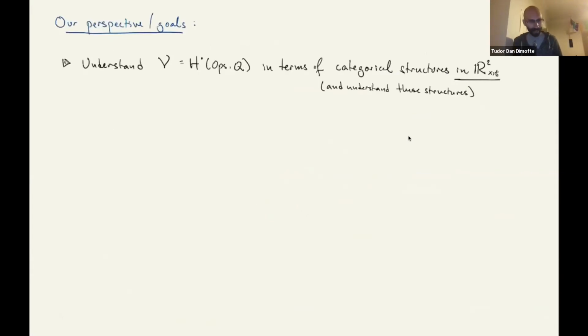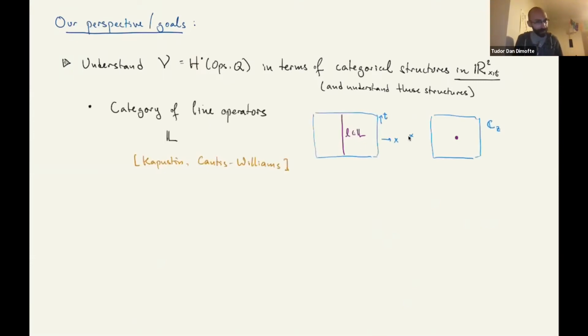What are we doing? Part of the goal was to understand a different perspective on the space of local operators, and also not just give its index, but describe the actual space. The way we're trying to do it is in terms of TQFT categorical structures that arise in the topological R2 plane. This includes looking at line operators that are supported at a point in the holomorphic plane and some line in the topological plane. These form a category, and I'll say a little later what that means and why that happens.